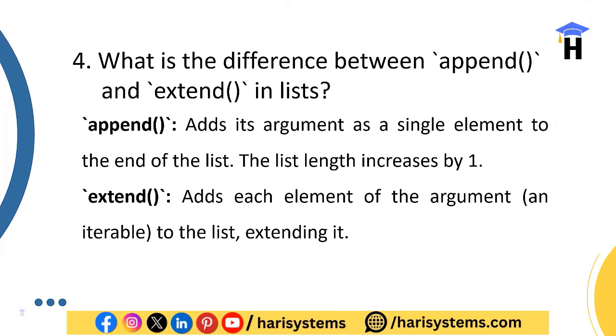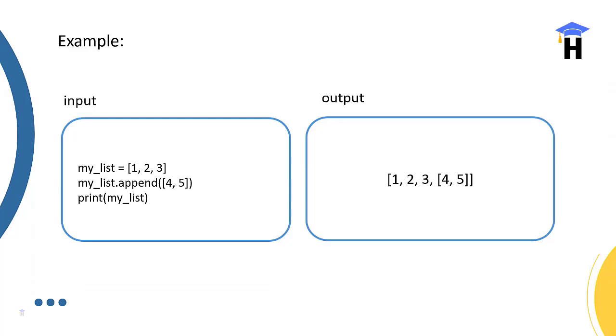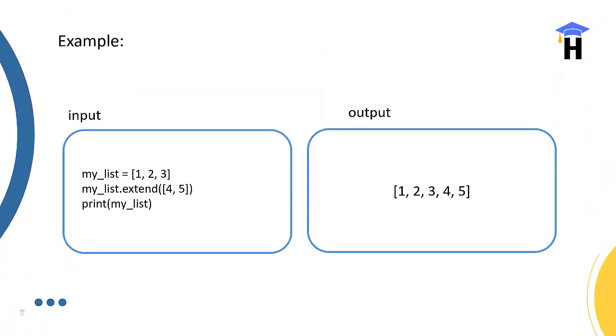What is the difference between append and extend in list items? Append adds the argument or data item as a single element to the end of the list. Strongly remember, the length increases by 1. And extend adds each element of the argument iterable to the list, extending it. Got it? So the example will help you understand very clearly. For the list item, append 4, 5 to the list 1, 2, 3, 4, 5, this way it is going to be added. And in the same way, the extend method is going to extend the list 1, 2, 3, 4, 5 as a continuation.